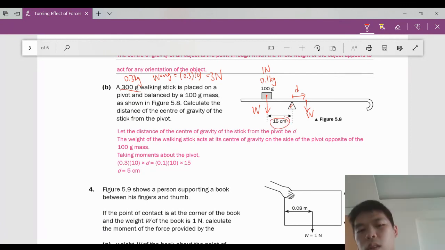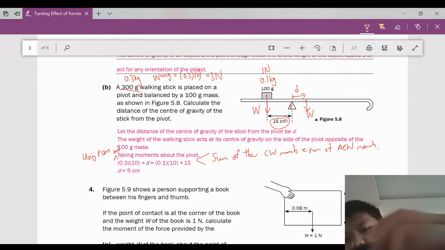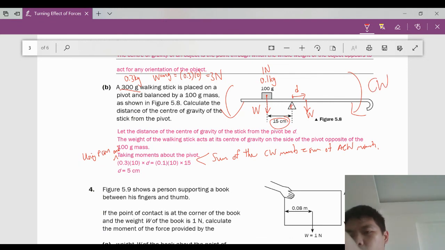So, using the principle of moments and taking moments about the pivot, we want to include that the sum of the clockwise moments is equal to the sum of the anti-clockwise moments. Okay, so let's put in the numbers. Clockwise is which? This causes it to turn like that, this causes it to turn like that, this is clockwise, this is anti-clockwise. So which one do we do first? Clockwise first.